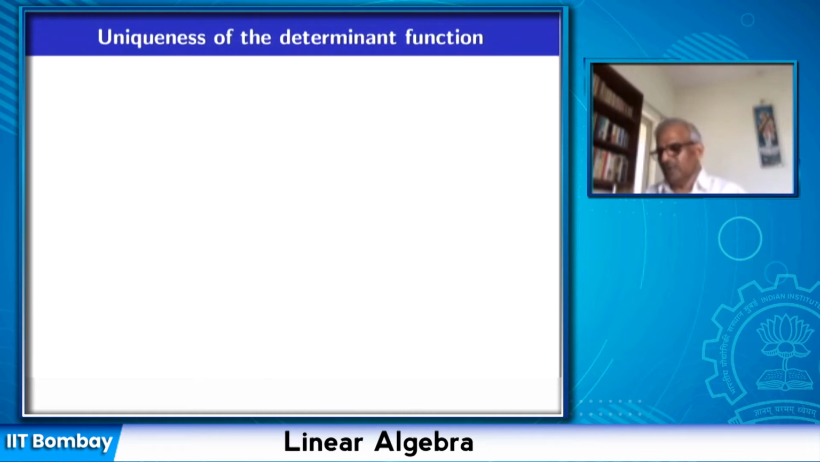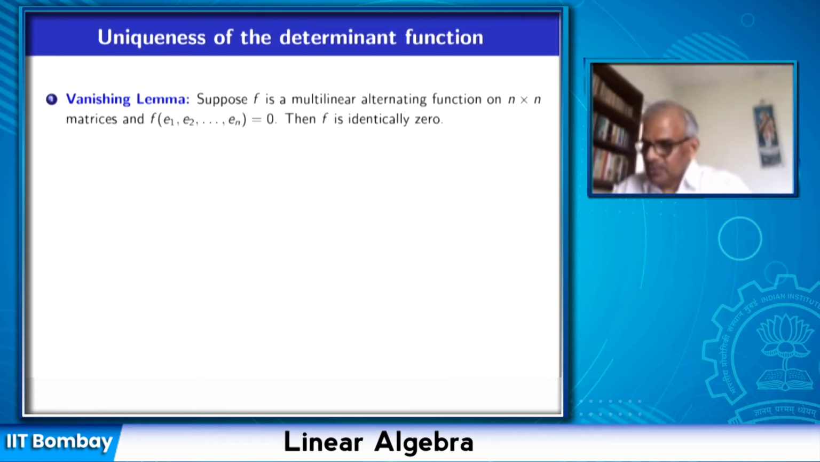So before we write a formula for the determinant function, let us prove that no matter what formula you write, the determinant function is uniquely determined on the space of n by n matrices. Any function which is alternating, multilinear and normalized is uniquely determined. This we have proved for 2 by 2. We now want to prove it for n by n matrices. To prove this, let us first prove this fact: suppose f is a multilinear alternating function.